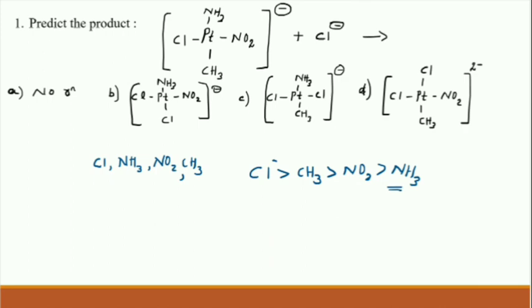So when you replace NH3, here Cl minus will come. So the product will be Pt, Cl, Cl, CH3, NO2. Then 2 minus, already a minus 1 is there, plus minus 1, minus 2. So the answer will be D, Cl, Cl, Pt, CH3, NO2, 2 minus. So here we are using the trans effect.